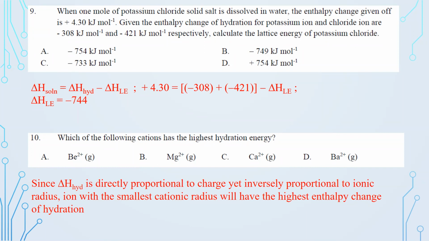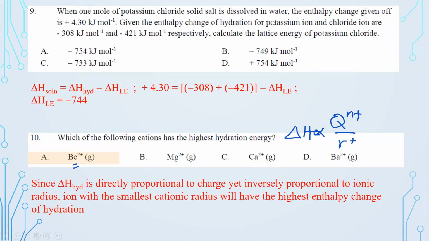Question number 10, which of the following cations has the highest hydration energy? So in order to have the highest hydration energy, we say that the enthalpy change of hydration is directly proportional to the charge, yet inversely proportional to the ionic radius. So here, because all of them are from group 2, beryllium has the smallest size, therefore it has the highest enthalpy change of hydration. So that is A. Okay, so that is for number 10.